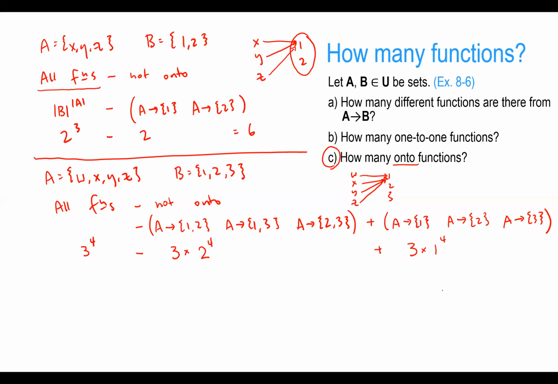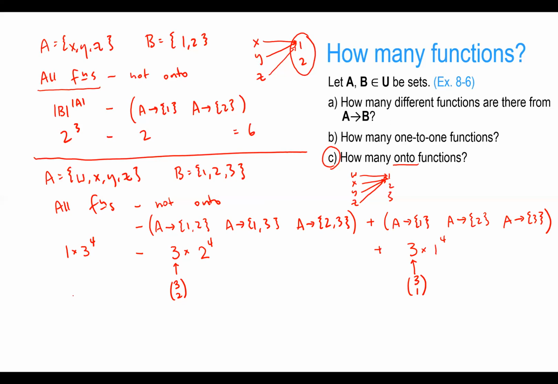Okay, but where are these numbers coming from? So first, we can look at this 3 as the number of subsets of 2, right? Which means that this 3 really is 3 choose 2. And this is really 3 choose 1, right? Because we have subsets of size 1. Okay, now just to complete this pattern, you can kind of imagine that at the very beginning, all functions is 1 times 3 to the 4, which is kind of like 3 choose 3.